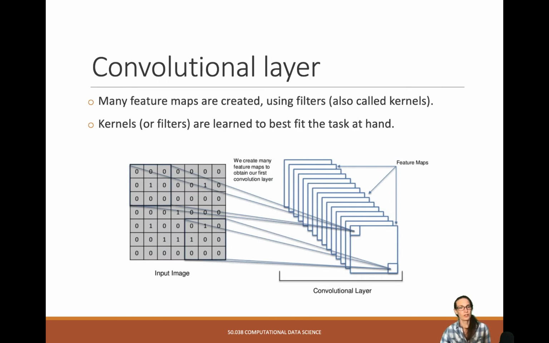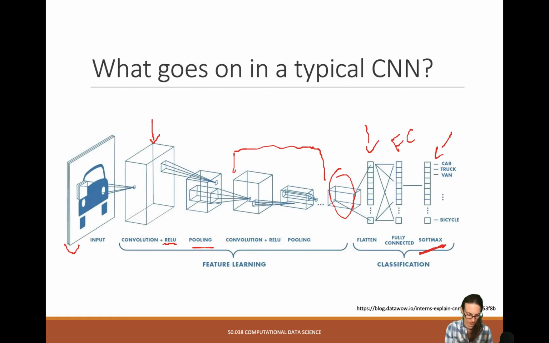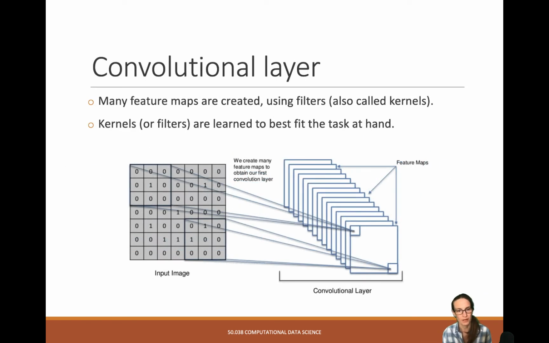So, convolutional layer, how does that work? If you look at this image here, we are going to be dissecting this part, and we start with convolution. How does it work? We have an input image that looks like zeros and ones. I simplified it. And it's going to go through a convolution to create something called feature maps.